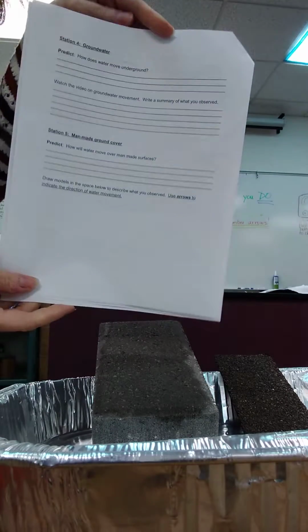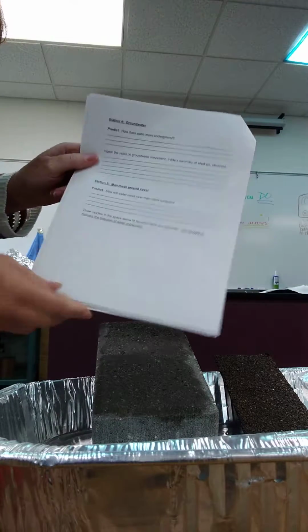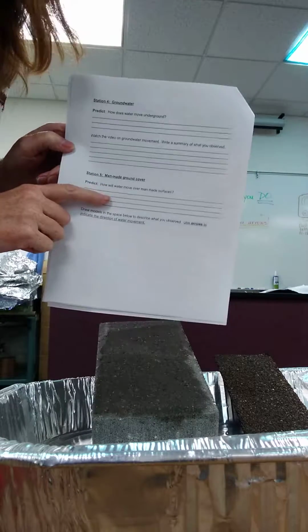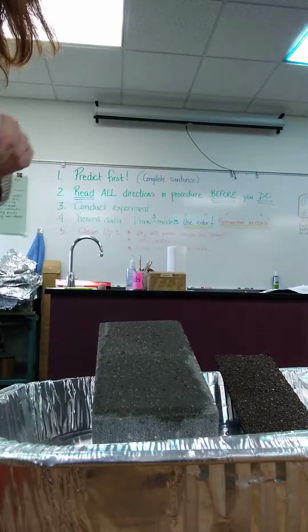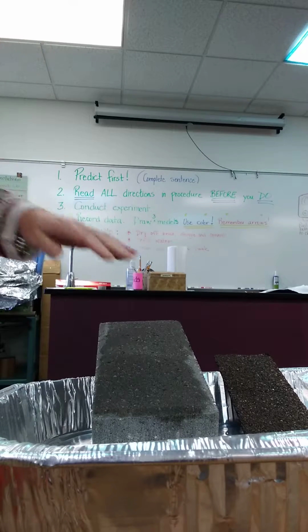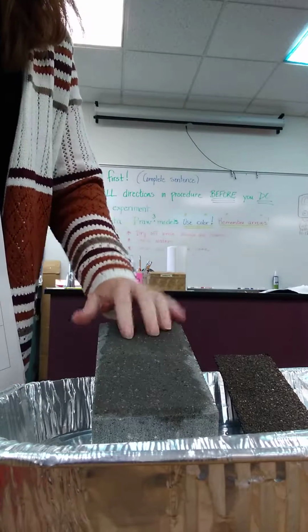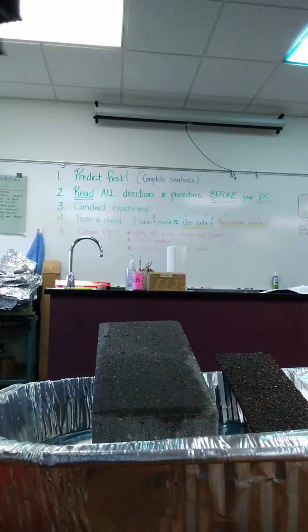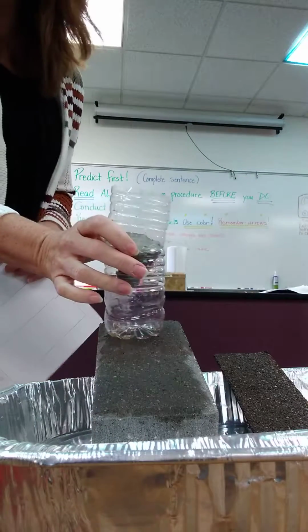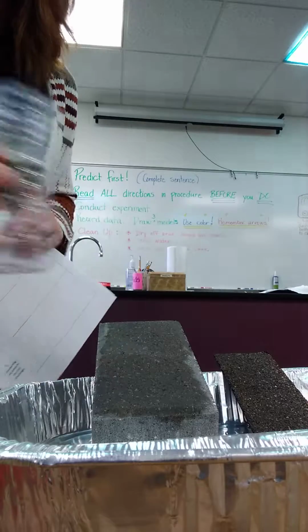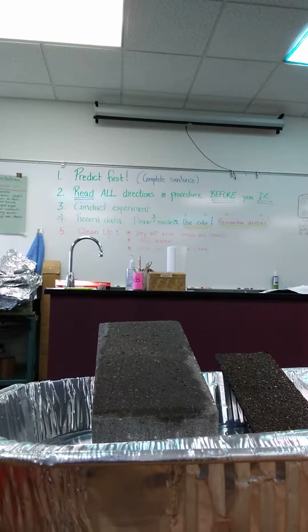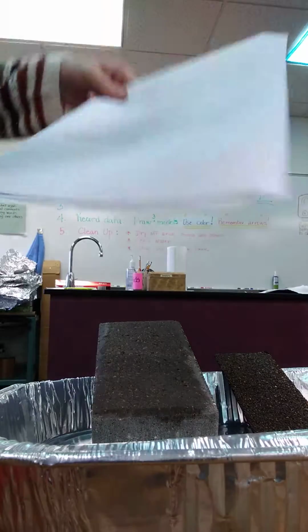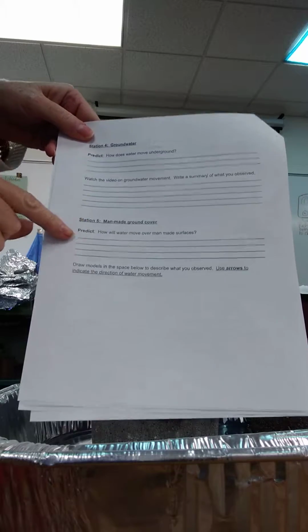Today we are doing Station 5, which is man-made ground cover. We're going to pour water over several man-made surfaces like bricks and roofing shingles, and we are also going to use concrete to see how much infiltration we have. We'll start with the brick, go to the shingle, and then move on to concrete. But before we do anything, make sure you write your prediction down right here.